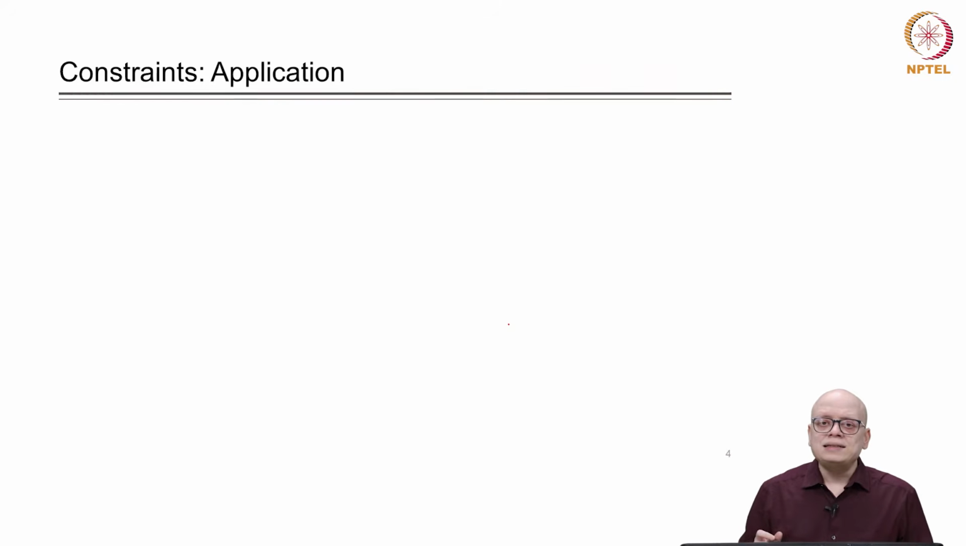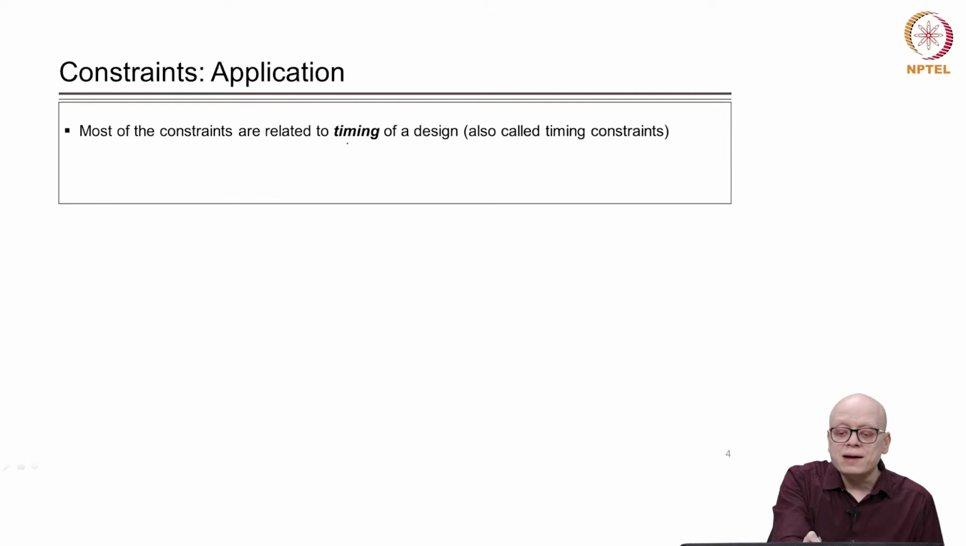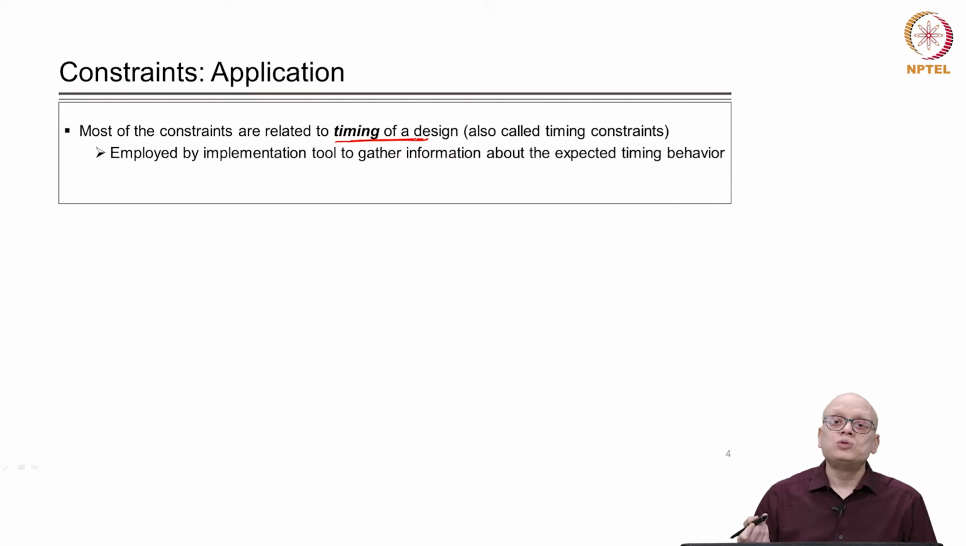Now, let us understand how the tool uses this constraints file or SDC file when we give it to the tool. Most of the SDC commands that we give in the SDC file are related to the timing of the design, and therefore these constraints are also known as timing constraints. Now, how are these constraints used by the implementation tool? Implementation tools means the logic synthesis tool or the physical design tool. Those are actually making changes in our designs, those are the implementation tools.